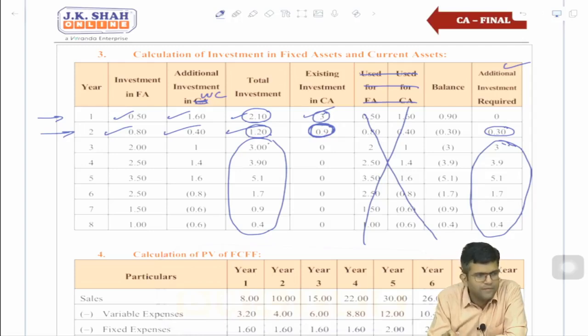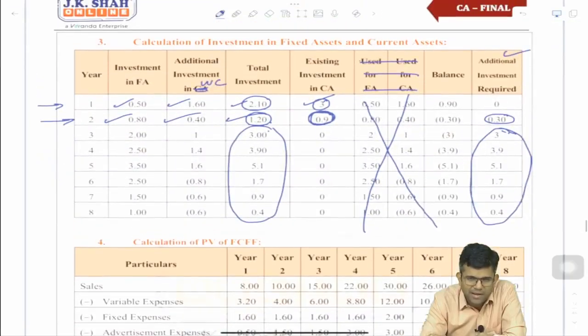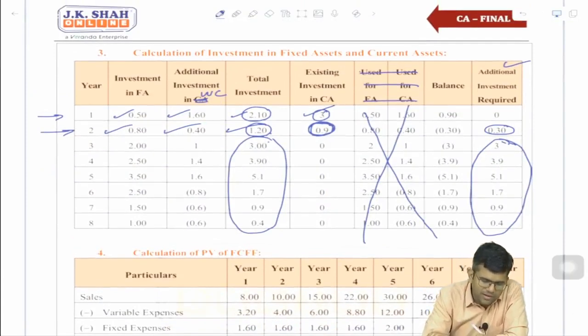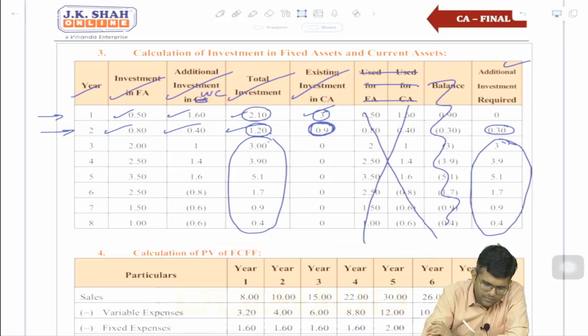So what we will do is, in your notebooks you have written add minus capex and working capital and all that. Okay. So what I will say is, make a year column, capex, investment in WC, total investment, an existing investment in CA, balance also not required actually, an additional requirement. So hold on, just 1 minute. Give me 1 minute, don't write.